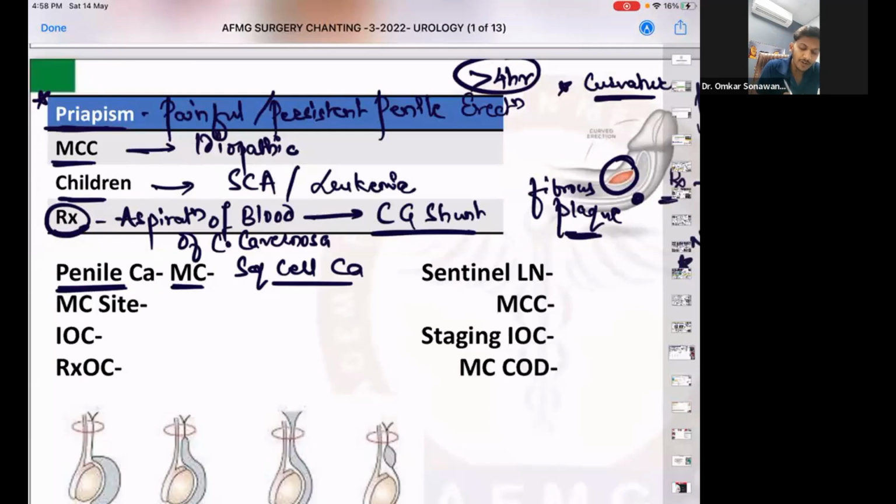What is the most common site for penile cancer? Anybody? Quickly, answer. Most common site for penile cancer is usually the glans or the prepuce. If both are in the options, glans plus prepuce is the best answer to be given. If not, then you can prefer glans or prepuce. That is your foreskin.